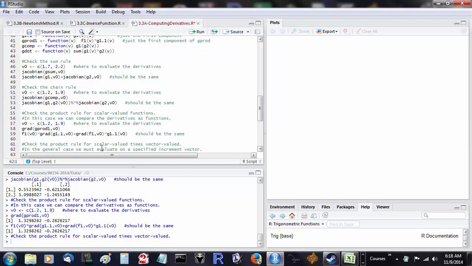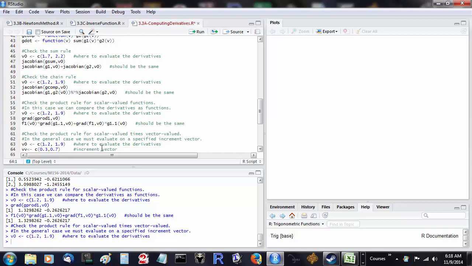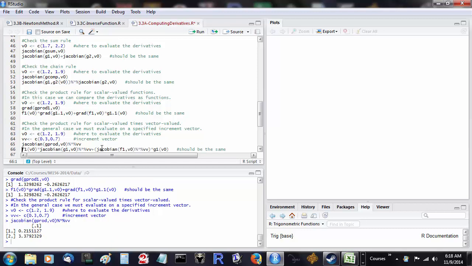If you're trying to check this out for scalar valued functions times vector valued functions, you discover to your annoyance that we have no notation that represents the derivative function, so we have to evaluate on a specific increment vector. That means I need not only my v0, but a vector vv on which I'm going to evaluate the result. So I can take the Jacobian of the product, I evaluate it on vv, and get a two-component vector. I can do the same thing as the sum of two terms using the product rule.